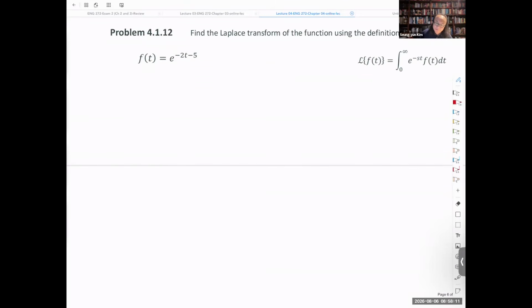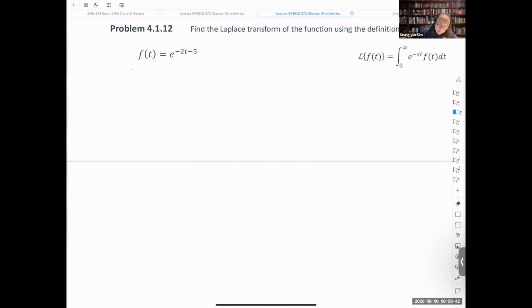Let's work on this using the definition. The integral from 0 to positive infinity of e to the negative st times the given f of t, which is e to the power of negative 2t minus 5, dt. From 0 to infinity, e to the negative st times e to the negative 2t times e to the negative 5.